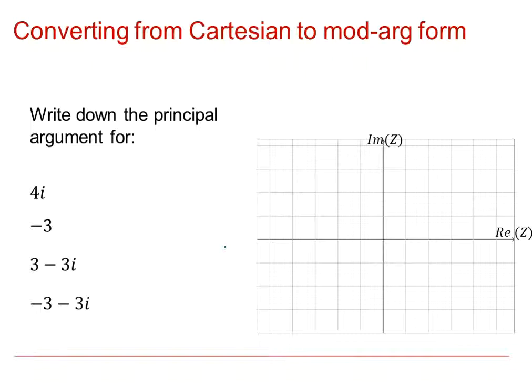So have a go at writing down the principal argument for each of these. The first one is 4i.